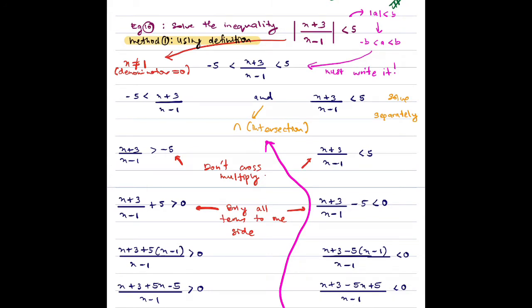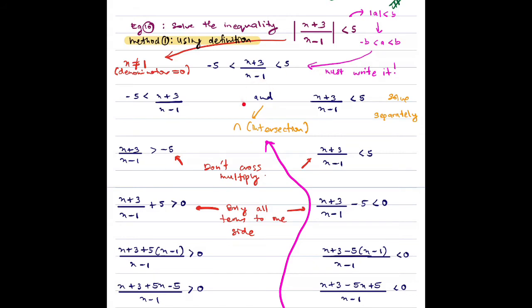When it is between, you must follow the property first. So x plus 3 over x minus 1 is between negative 5 and 5. You must write this property first, and before you solve, you know that the denominator is not equal to 1, because when x is equal to 1, the denominator is equal to 0. So we must exclude x equal to 1.